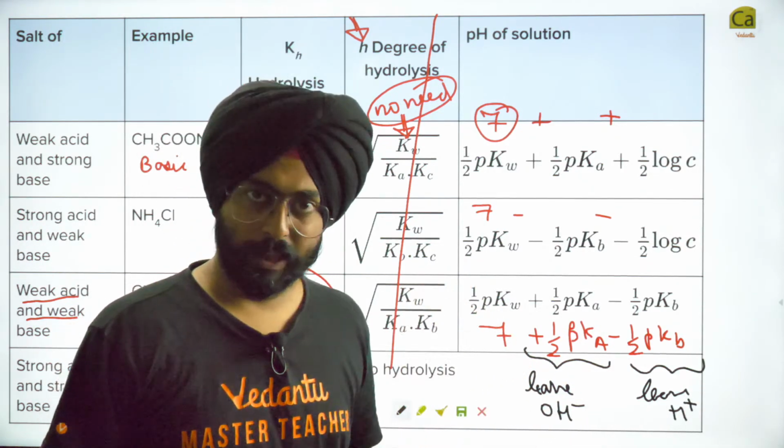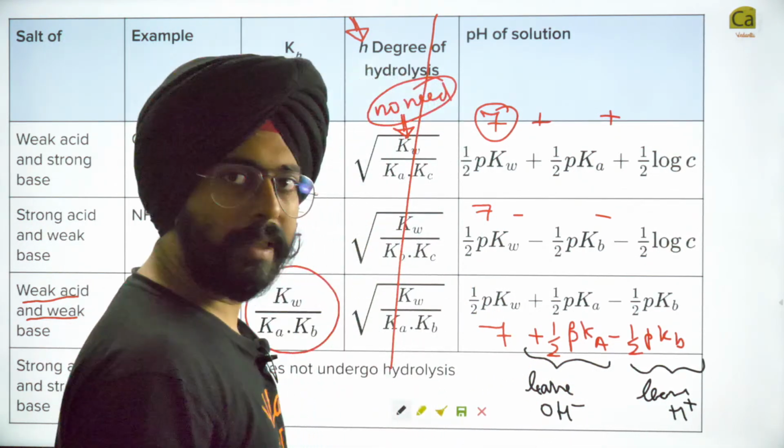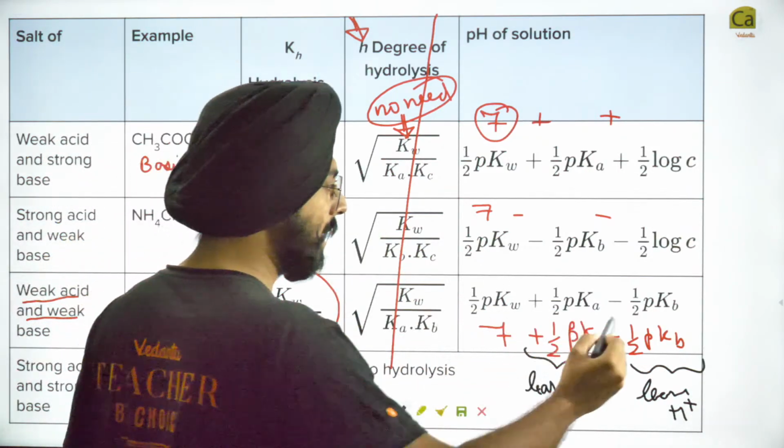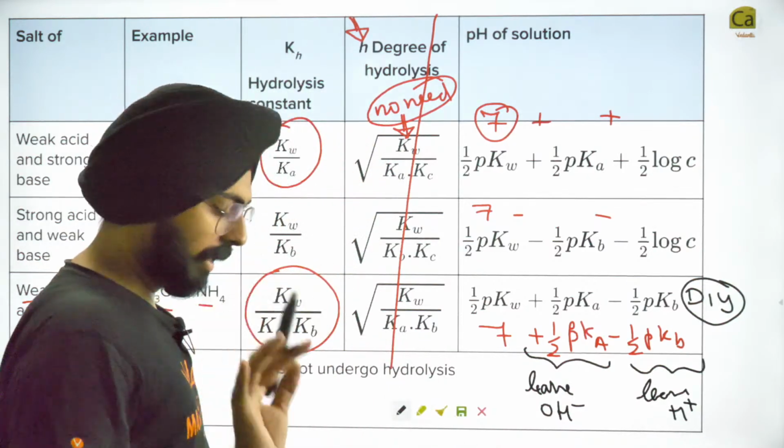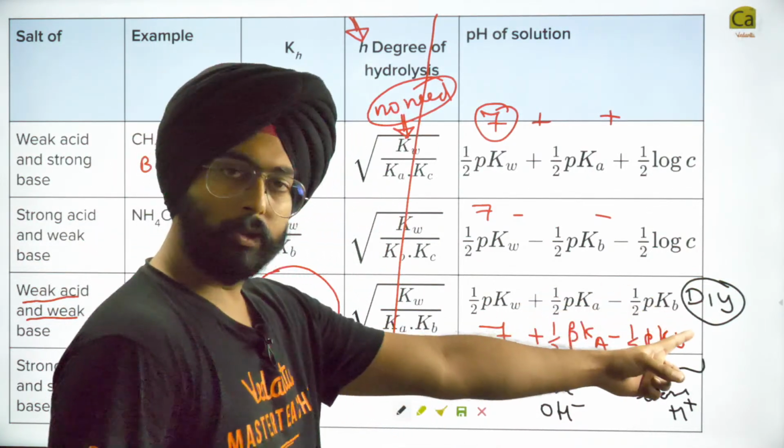Okay, so no need to worry about this formula. You can try the derivation on your own. It still is a DIY thing for you. Do it yourself. You can easily find the derivation online. Everywhere it will be available. So try it out yourself.